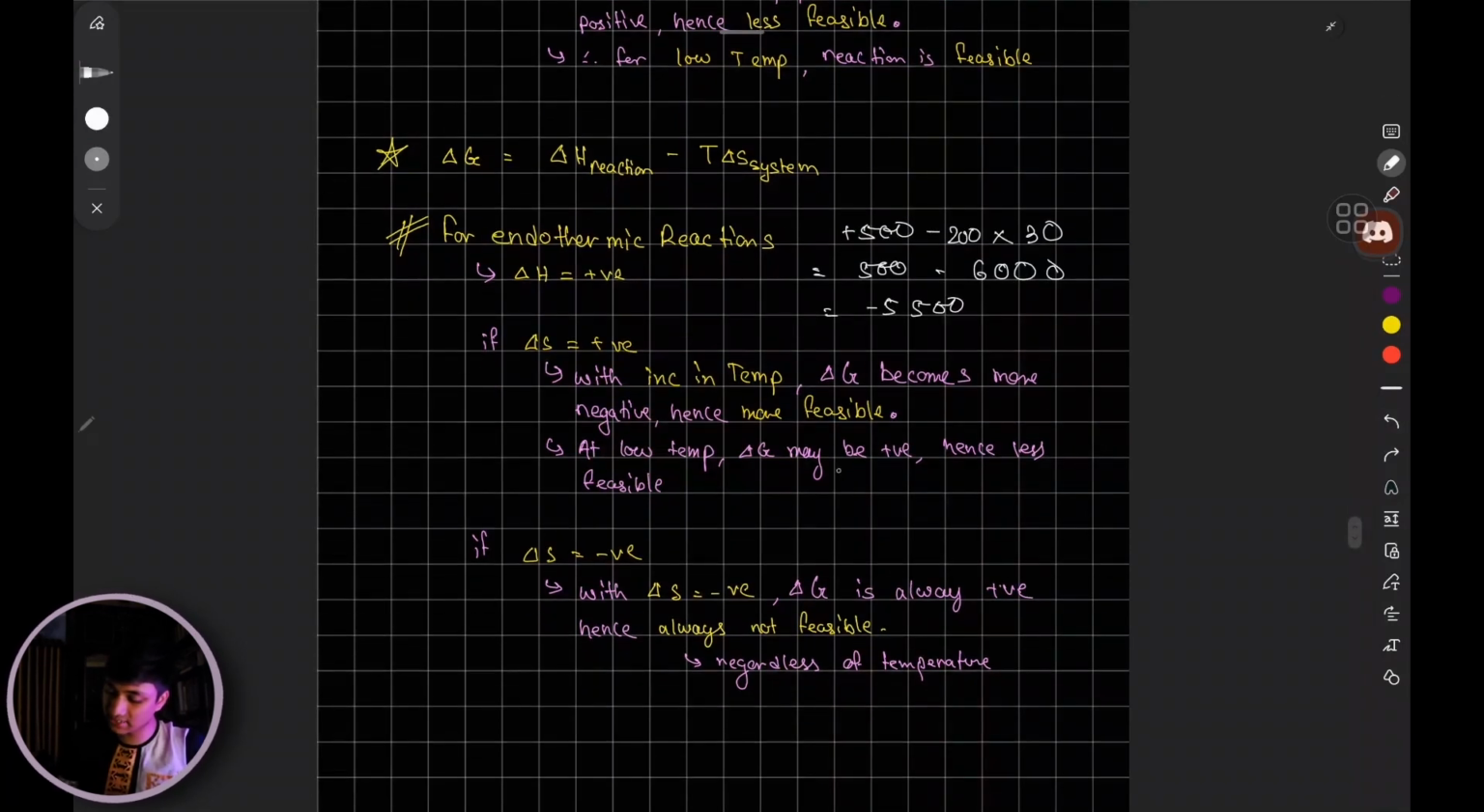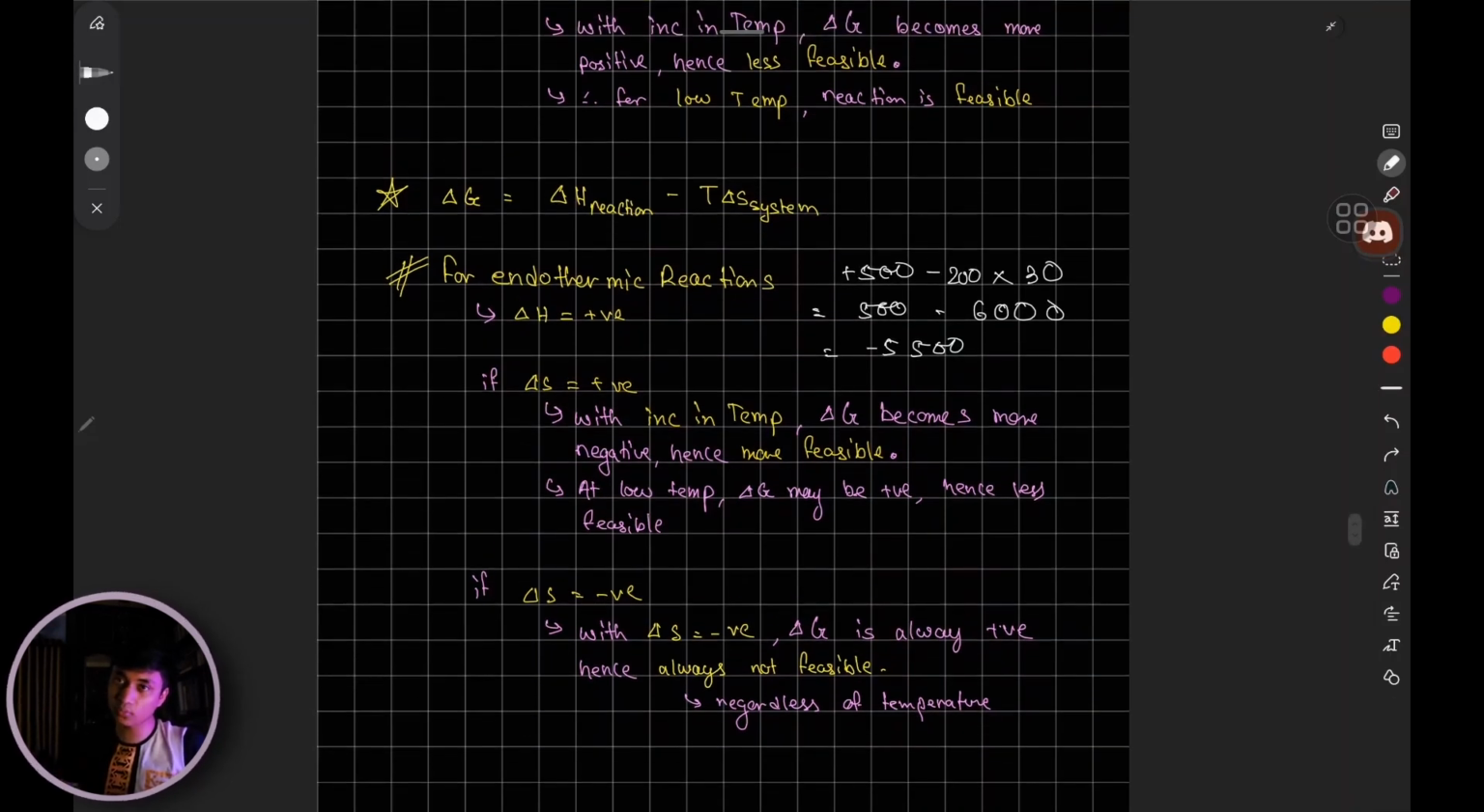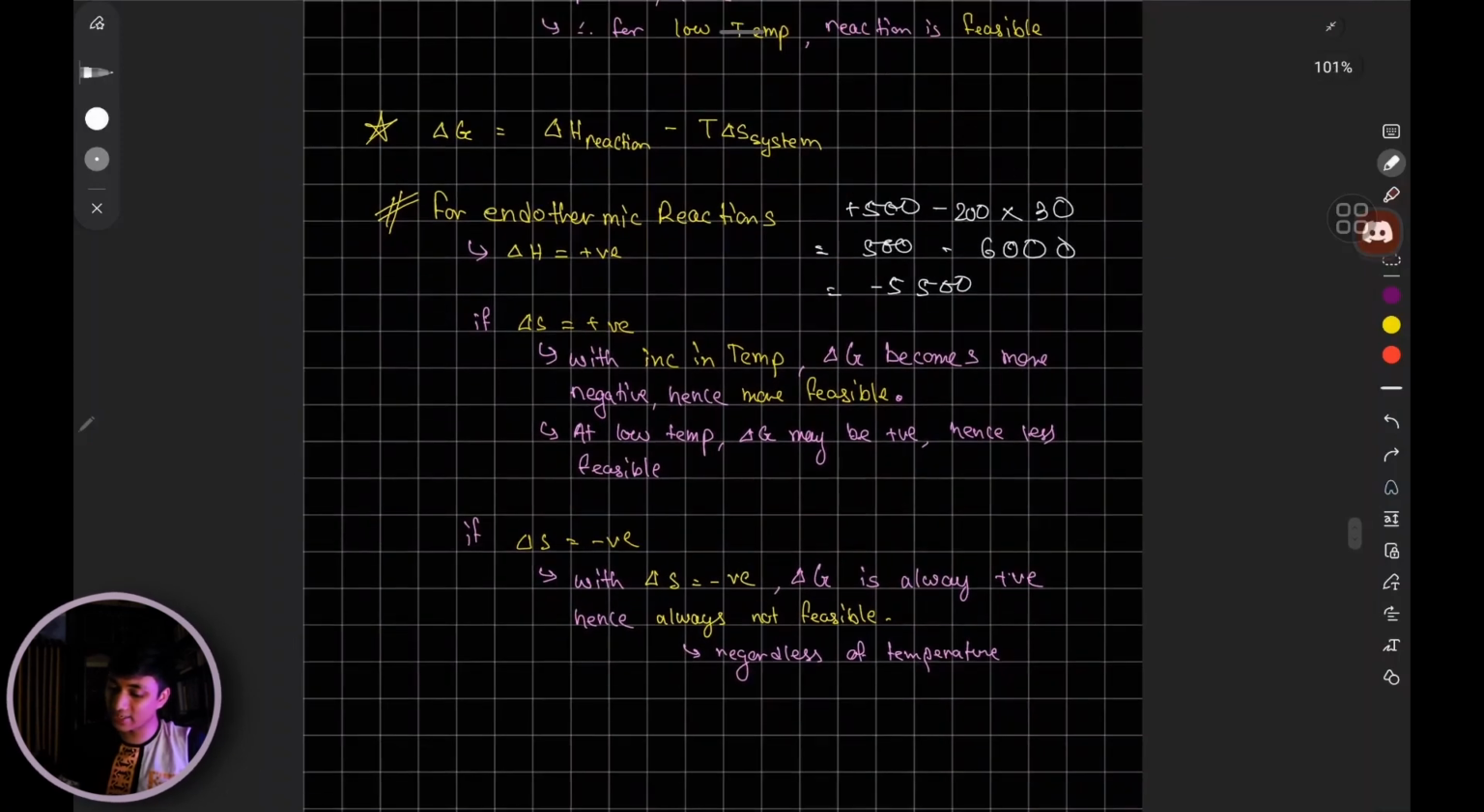So at low temperature, del G may be positive, hence less feasible. So in case of endothermic reaction, what are you going to do? If your change in entropy is positive, increase the temperature. And that actually matches with our previous cases where we used to solve the paper, where if your forward reaction was endothermic, increasing the temperature resulted in a faster forward reaction. So if your forward reaction is endothermic and you increase the temperature, the rate of forward reaction increases. This is the reason why it happens.